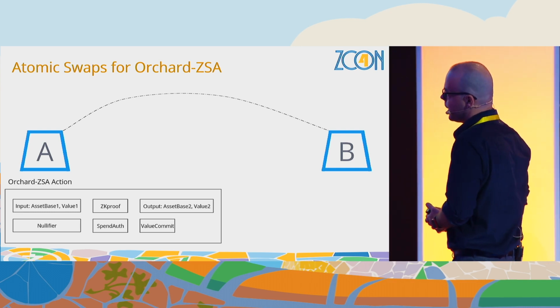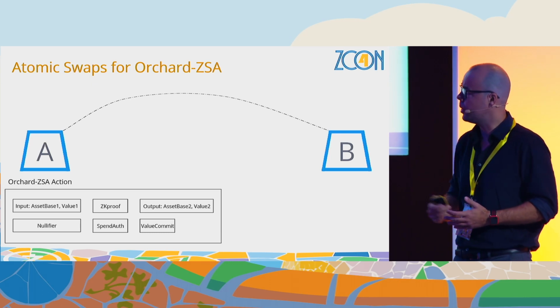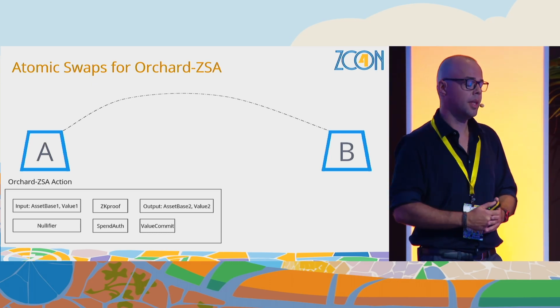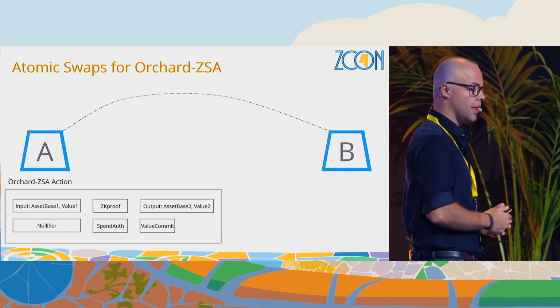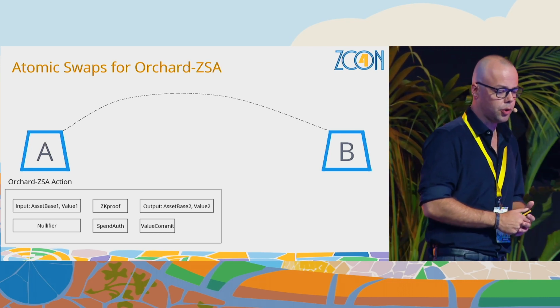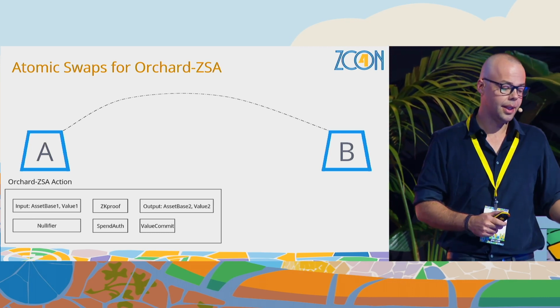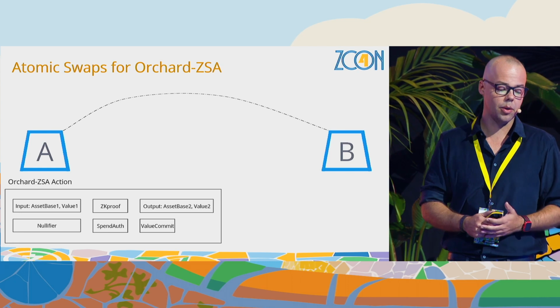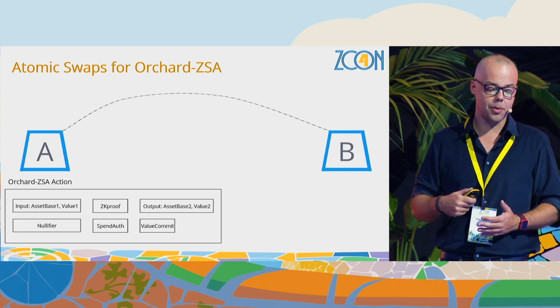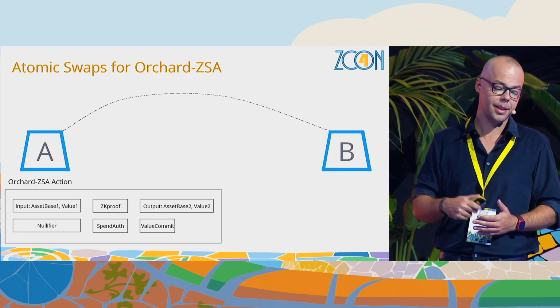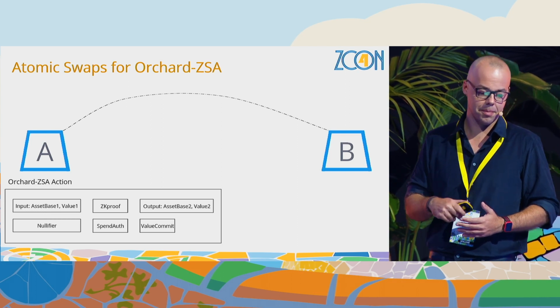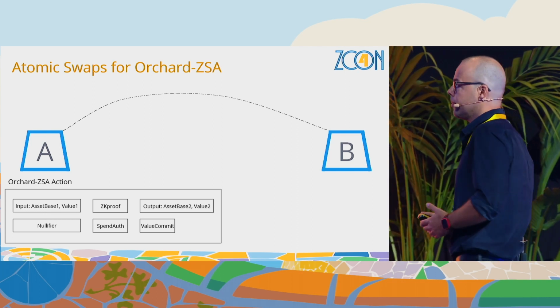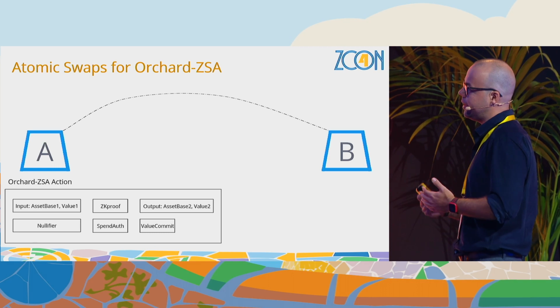So at the most basic level, party A will prepare an action, same as it is done today with the Orchard protocol. The input will be asset 1, value 1. The output will be my required counterparty trade, asset 2, value 2. Everything was agreed in advance.